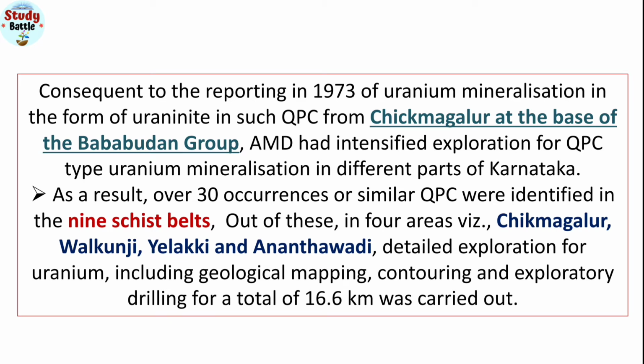And if we talk about where the studies have been done, subsequent to the reporting in 1973 by AMD, uranium mineralization has been found. So this is important: uranium mineralization in the form of uraninite in such QPC from Chikmagalur at the base of the Babavdan group. The Babavdan group is very important, one of the basic groups of the Dharwar supergroup. So from there the uranium in the form of uraninite was found by AMD.